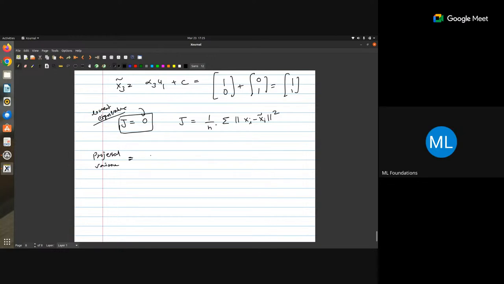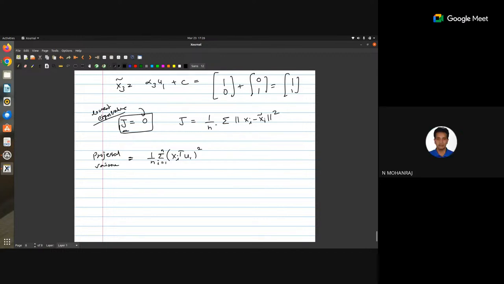Because the formula for projected variance is 1 upon n, sum of xi transpose u1 whole square. So here there is no dependency on the mean vector x bar. And for calculation of reconstruction error, we have a dependency on what? So, the projected variance is 1 by n, sum from i equal to 1 to n, of xi transpose u1 whole square. This one? Yes, sir. Correct.